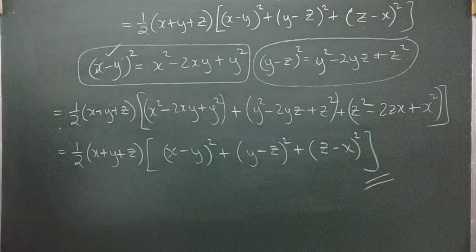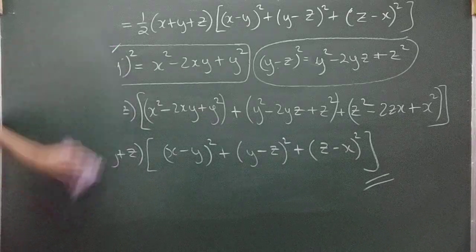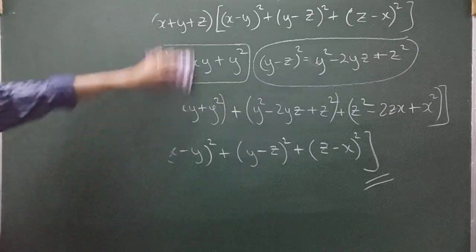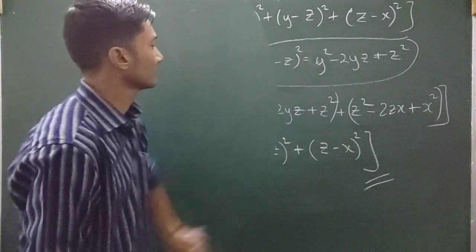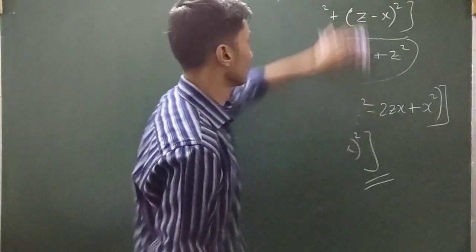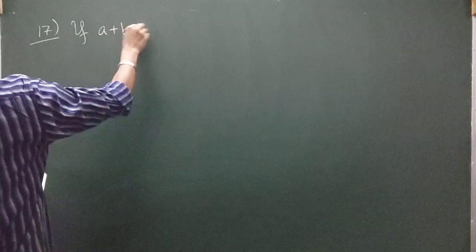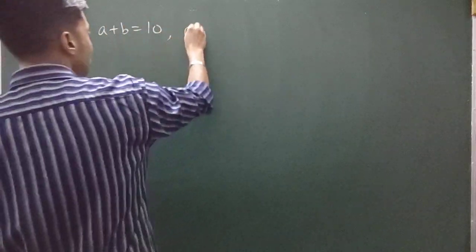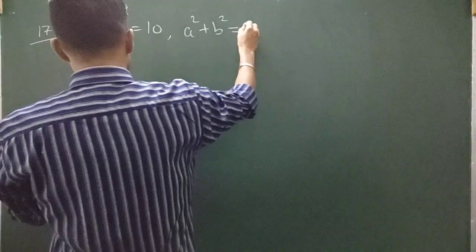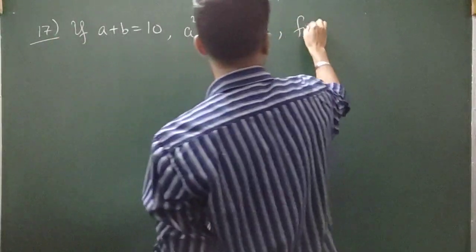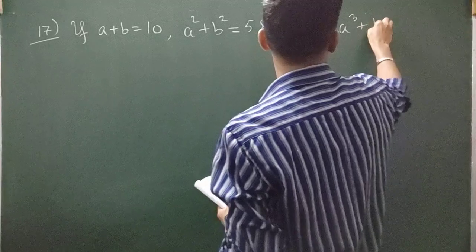Chalo, let's move on to the new questions. That is question number 17. If a plus b is 10, a squared plus b squared is 58, find a cubed plus b cubed.